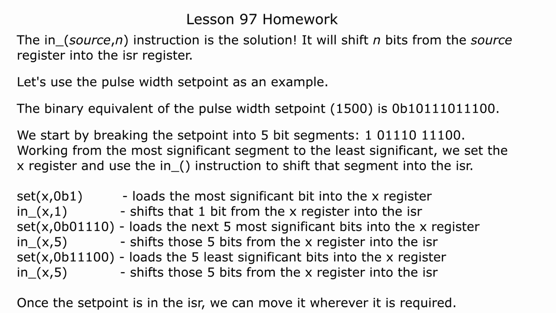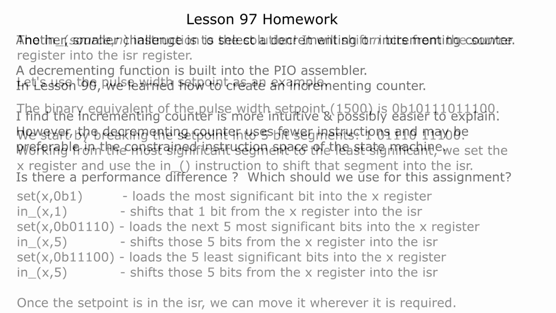Let's use the pulse width set point as an example. The binary equivalent of the pulse width set point is shown here. We start by breaking the set point into 5-bit segments. Working from the most significant segment to the least significant segment, we set the X register and use the in instruction to shift that segment into the ISR, as shown here. Once the set point is in the ISR, we can move it wherever it's required.